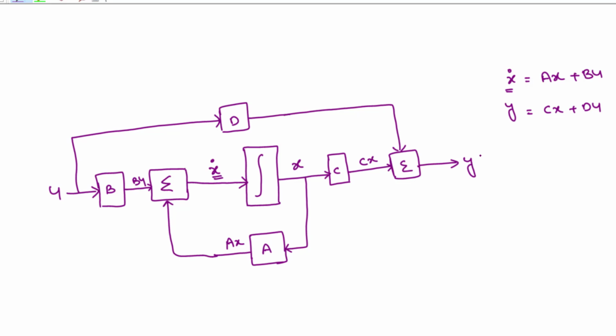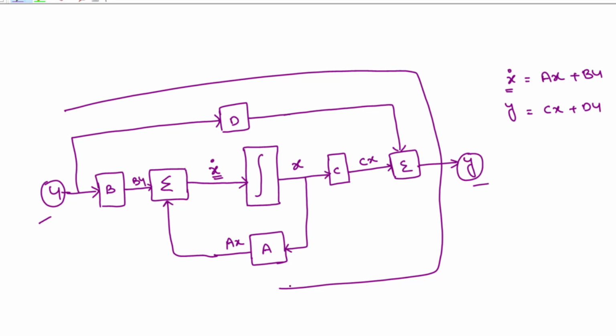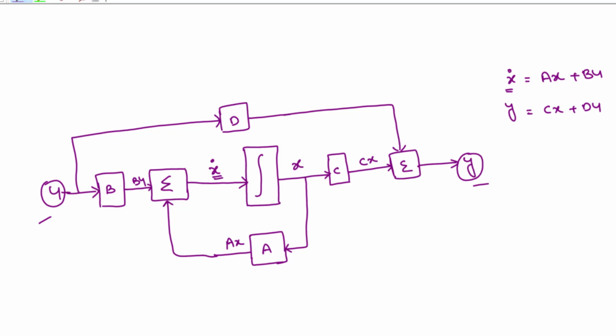Now we observe, if I keep everything in a box, something like this. You are giving a certain amount of input and you are getting a certain amount of output. For a given input, there is an output. This is called the state space representation.